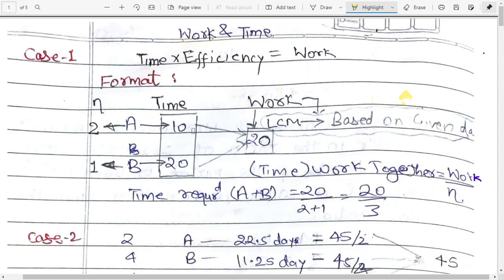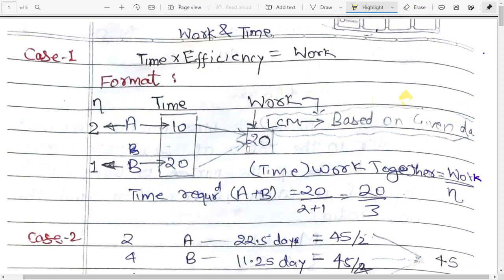So what is the efficiency, and how do you get the total work? If the question does not give it, you can consider your own data, and at the end compare your calculation with the question to get the final answer. Suppose, as per the question, A takes 10 days and B requires 20 days. You need to take the LCM of 10 and 20, which is 20, so 20 units of work is done by A and B.